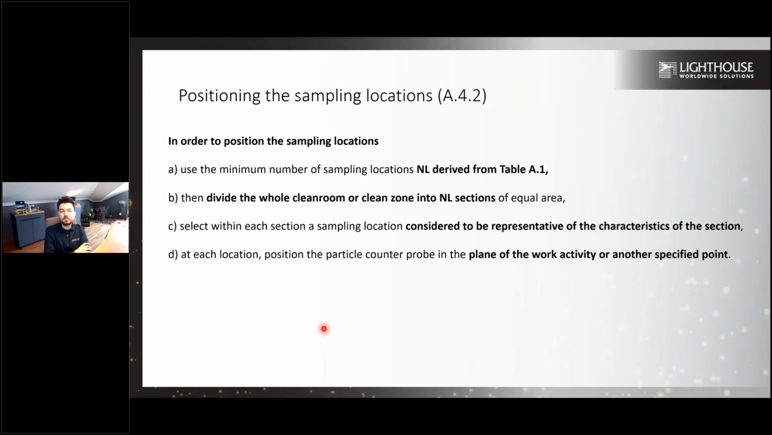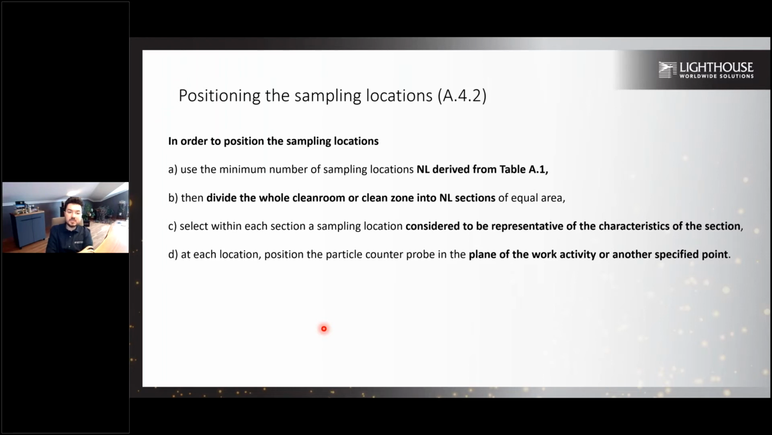How will we be positioning our sample locations? First of all, in order to position a sample location, we need to define our number of samples to be collected from table A1. Then we will be dividing the whole clean room into equal areas. I will describe this equal area expectation because in some cases you cannot make it. We don't expect you to measure every single point. Just try to make sure that each location is at least identical to each other. And depending on your risk expectation, you can also make a different structure for this.